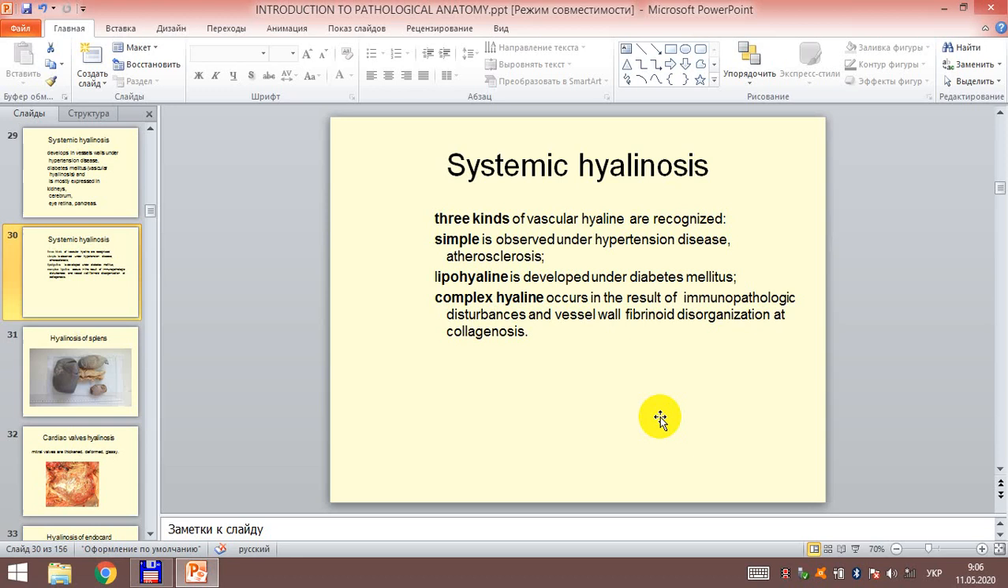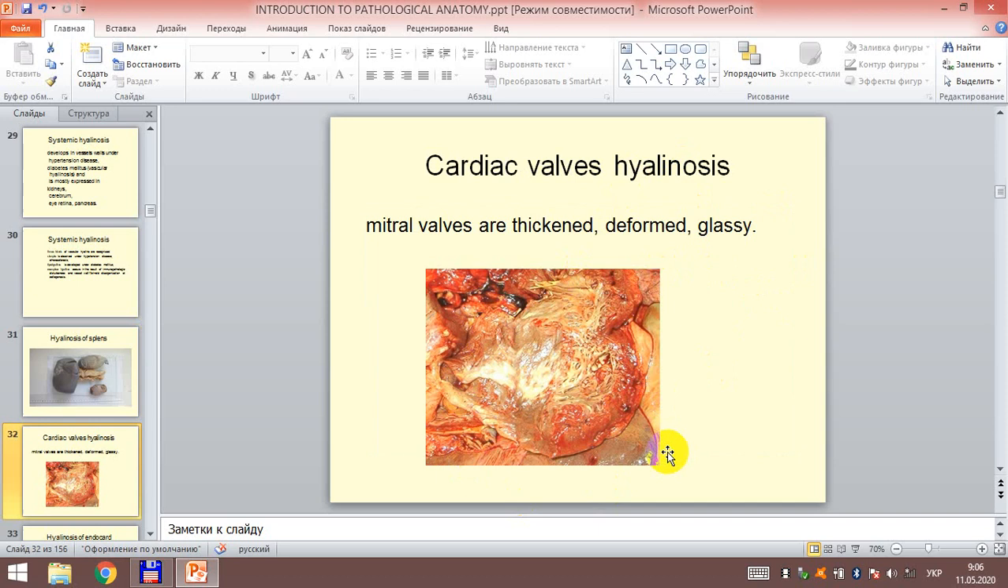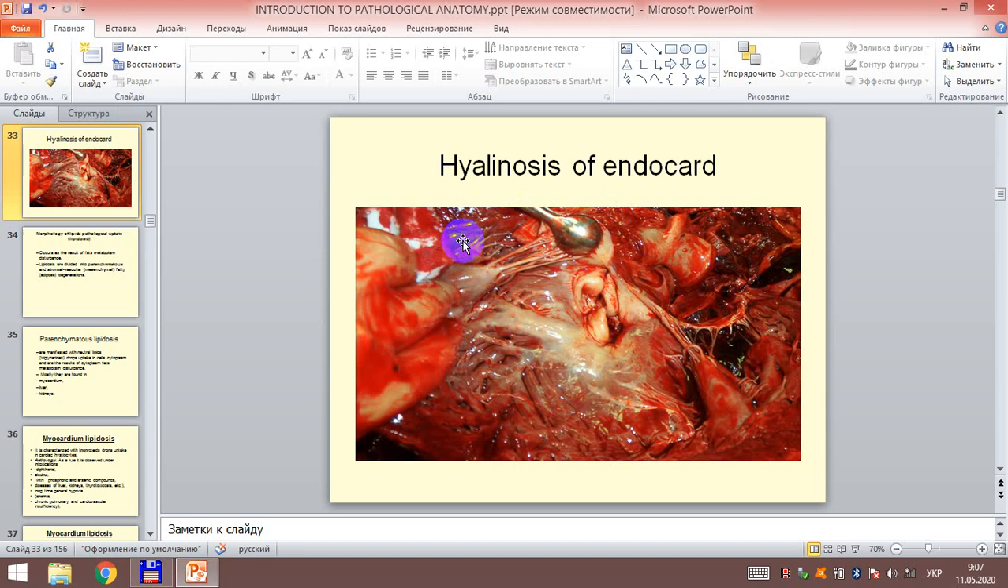This slide presents the macroscopic signs of local hyalinosis in the spleen. As a rule, such changes occur in the capsule of the spleen after chronic inflammation. This shows signs of hyalinosis in cardiac valves. Mitral valves are thickened, deformed, and glassy. These two pictures show macroscopic signs of hyalinosis of the endocardium, with formation of hyalin cartilage.